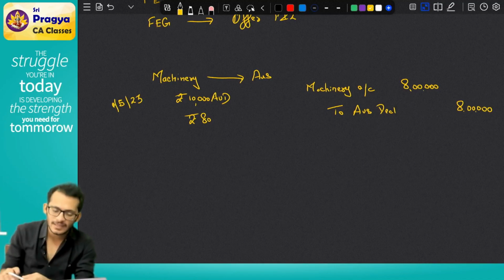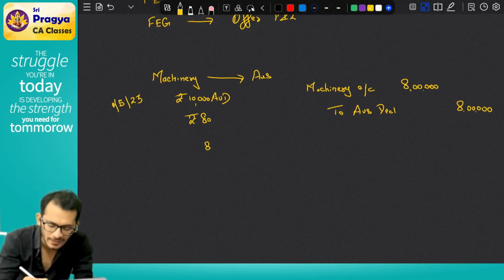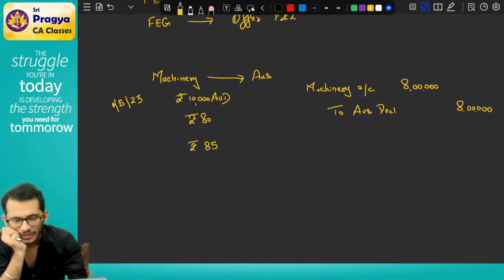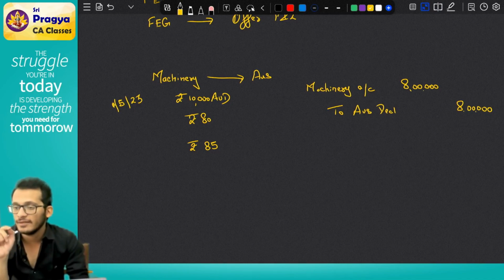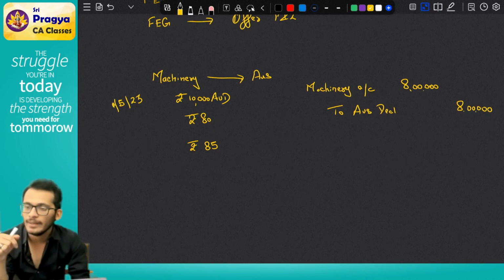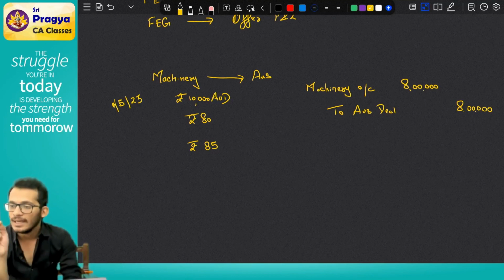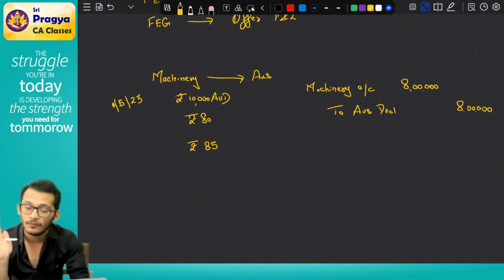But that day the Australian dollar became 85. How much did it become? 85. Now the problem is, when I actually bought the machinery, I thought the machinery will cost me 8 lakhs. But now when I'm making the payment, the machinery is costing me 8 lakh 50,000. So I have incurred 50,000 of foreign exchange loss.